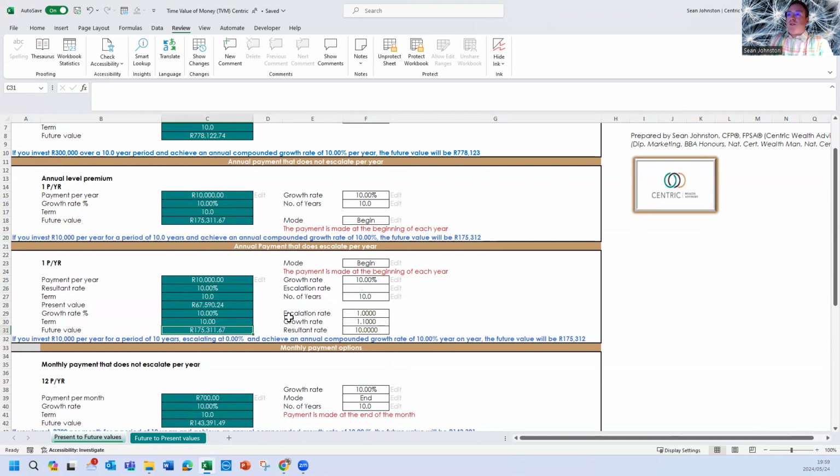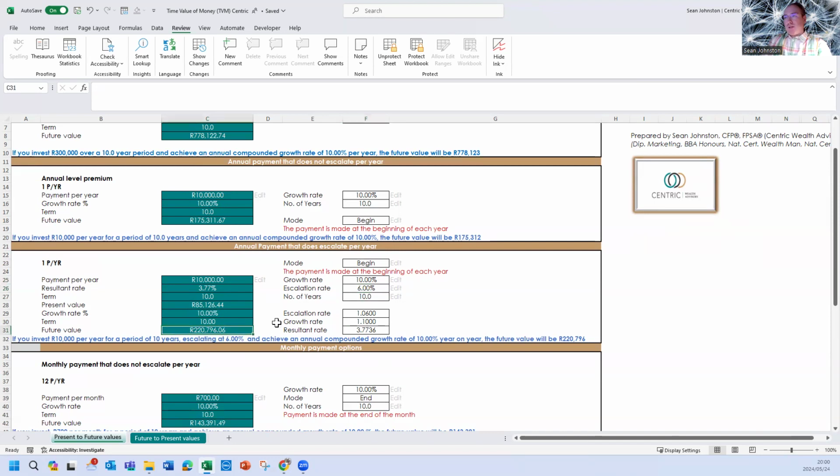You will see that it's 175,311. So this is quite important because if you add escalations to that, you're now on 220,796 versus 175,311. And this is quite important because inflation eats into your growth. In other words, this is a return before we factor in inflation. This is the return after we factor in inflation, if inflation was 6%. Obviously, we're escalating in line with inflation.